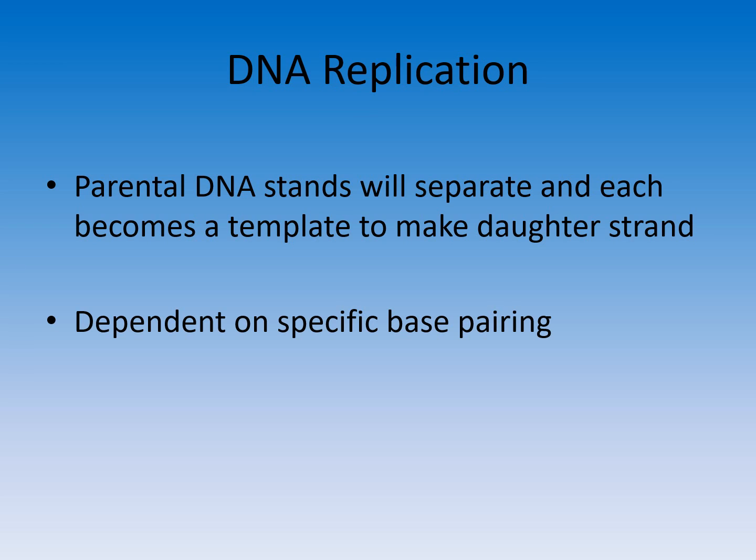So we're going to first start with DNA replication that has to occur during that S phase. The original parental DNA strands. DNA exists as a double helix, so those strands have to separate. And each one of those strands now becomes the template to make daughter strands. It is dependent on the specific base pairing that occurs.